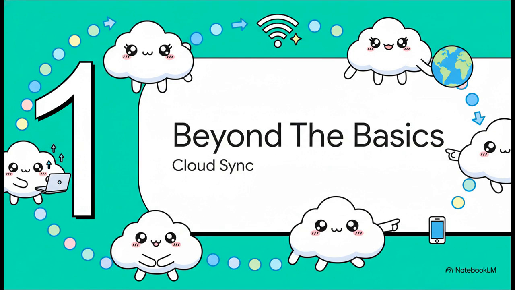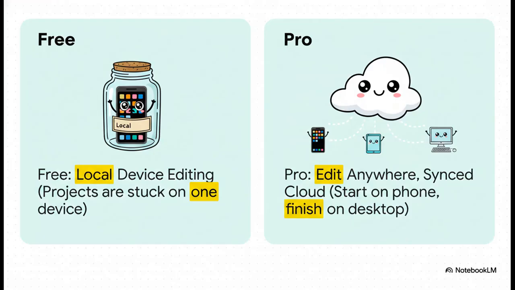We're talking about cloud sync. And trust me, it's a way bigger deal than it sounds. So here's the deal. With the free version, your projects are basically locked to one device. You start editing on your phone, well, that's where it stays. But with Pro, everything gets synced up to the cloud. And that gives you total freedom to edit wherever you want.